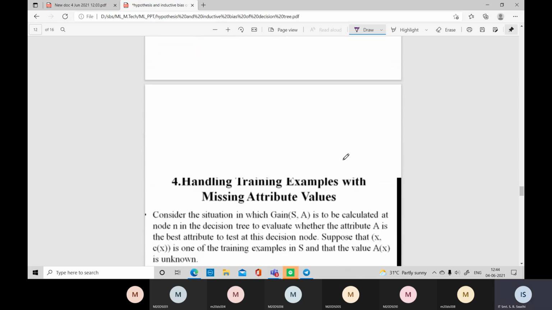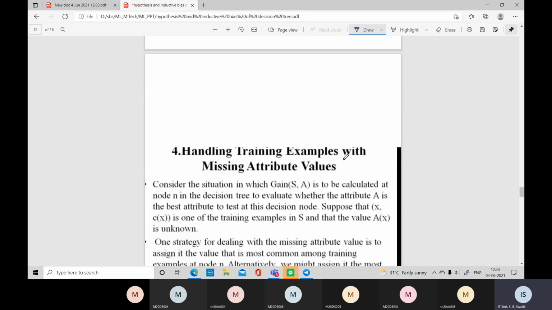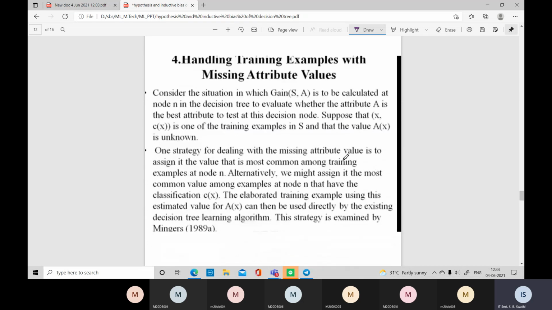So that completes another technique of generating the decision tree. Now, the next one is how to handle the training examples, how to handle the missing data in the attribute values or in the columns. We have already seen some techniques. If you remember how to handle the NaN values, normally any missing values in the data will be represented by this word NaN. NaN means empty cells or null values.